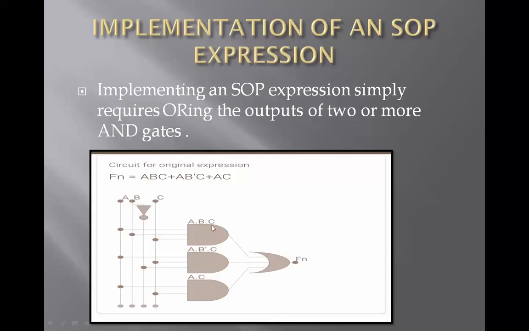So in this diagram, I have basically taken three variables, and the function on these three variables is actually the sum of product expression. If you see, we have A and B and C, or A and B complement and C, or A and C. So this function is actually in the form of sum of product, because we are having the product terms which are joined together by the OR operation.